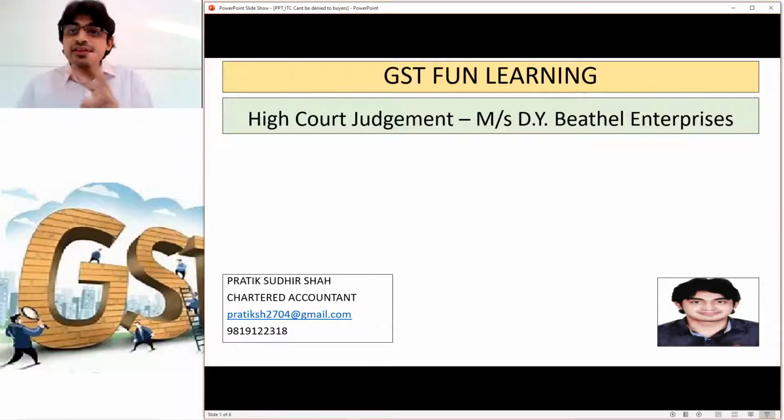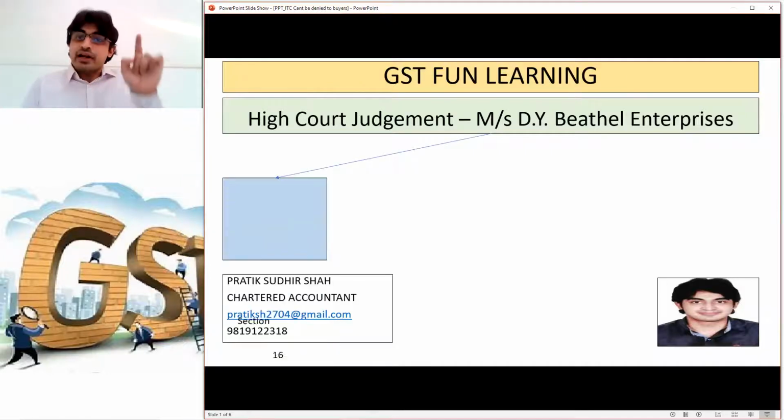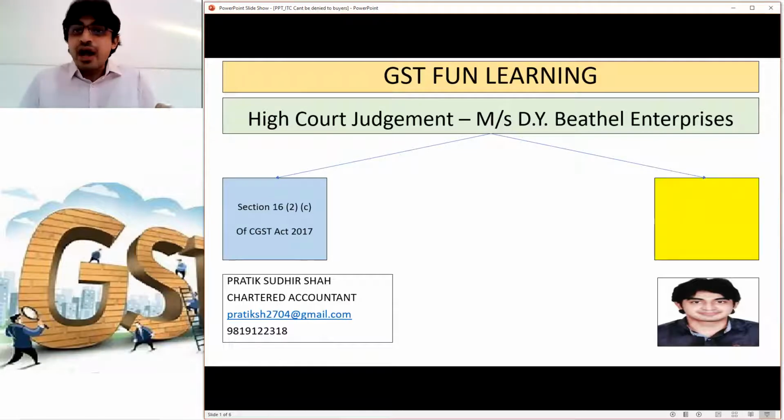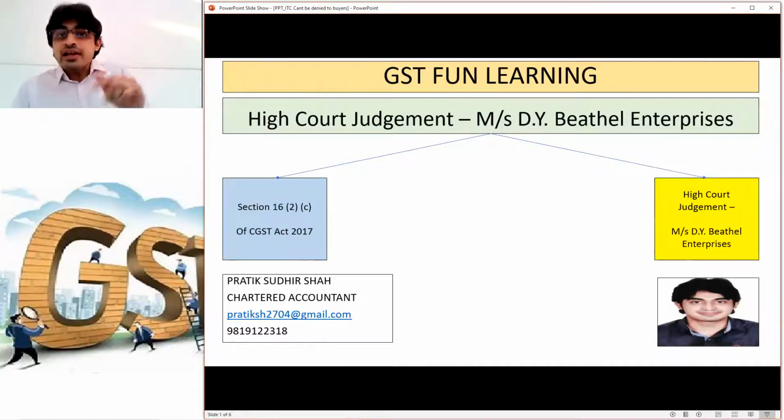Okay, so I've divided this into two parts. First part, I will explain to you what is section 16.2 clause C in the CGST Act. And second part, I will explain what was held in this Madras High Court judgment, D.Y. Beathel Enterprise.